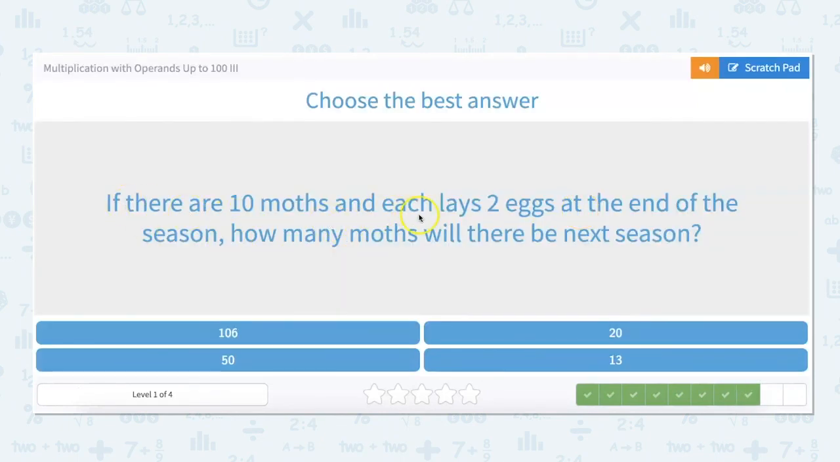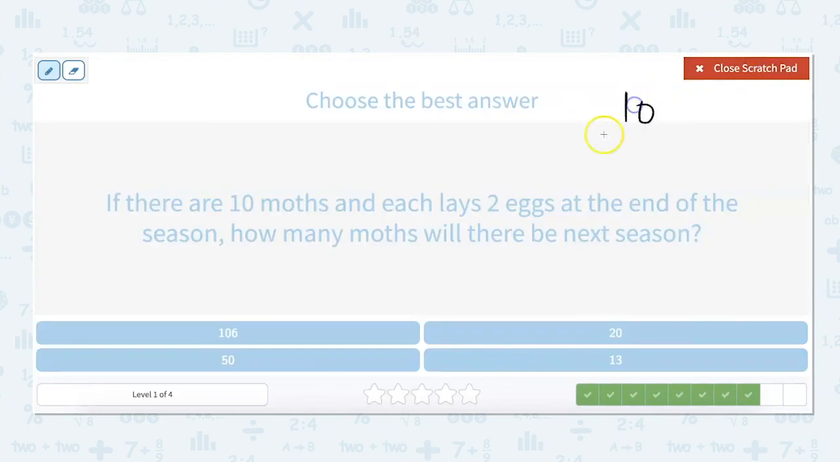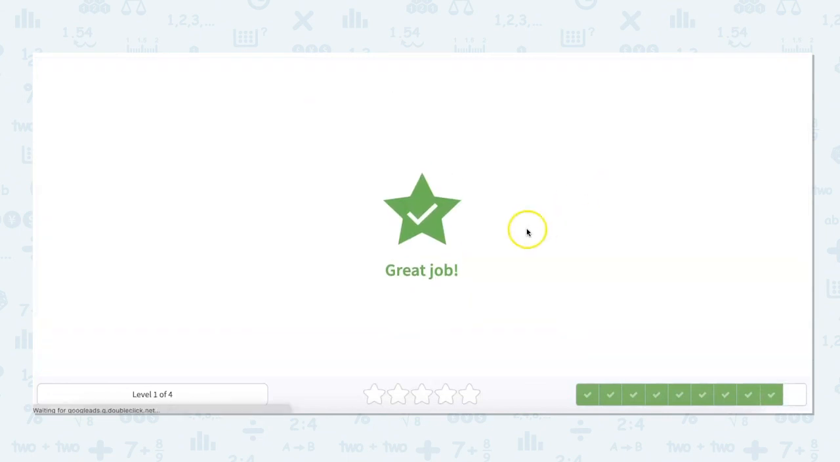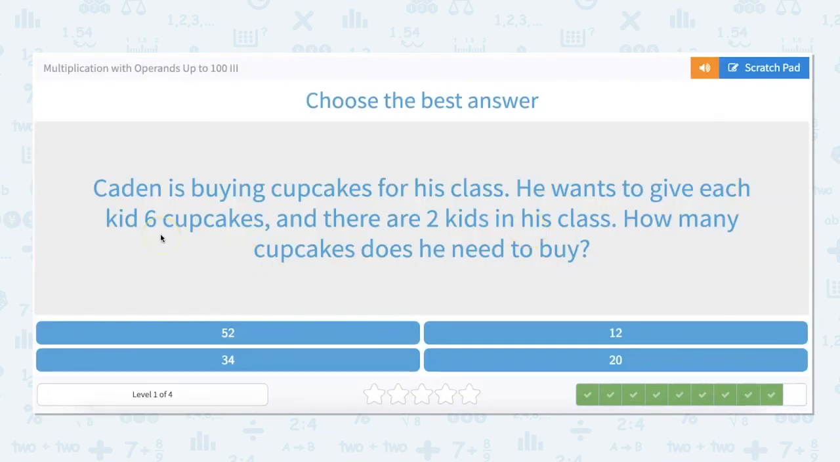If there are 10 moths and each lays 2 eggs at the end of the season, how many moths will there be next season? Well, 10 times 2, we know, is 20. There will be 20 eggs. Caden is buying cupcakes for his class. He wants to give each kid 6 cupcakes, and there are 2 kids in his class. How many cupcakes does he need to buy? So these are pretty basic. There are times tables. We know that 6 times 2 is 12.